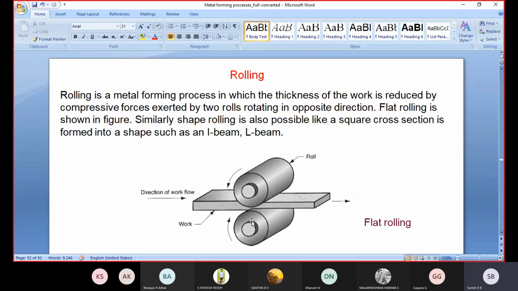Like that, you can maintain the gap between the upper and lower rollers. Suppose you maintain the gap at 10 mm, but the thickness of this particular sheet is 5 mm.